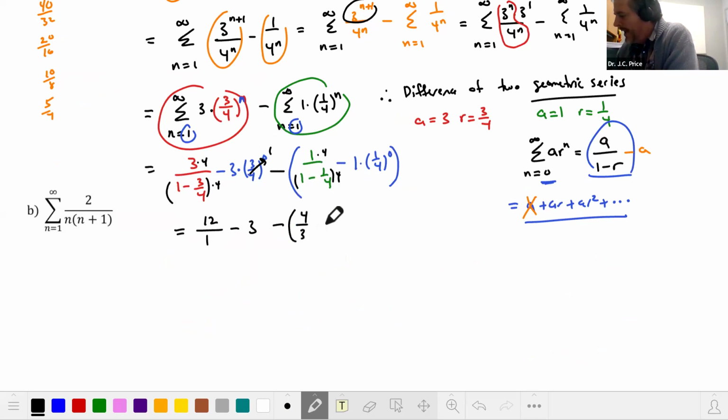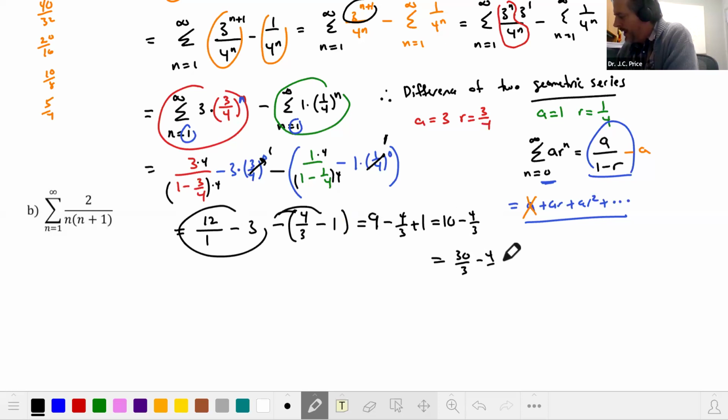Put this in parentheses. And then minus, this is the 0 power, is just a 1. And so 1 times 1 is 1. And so that'll be equal to 12 minus 3. So 12 minus 3 is 9. So 9 minus 4/3, and then plus a 1, because the minus is going to go through here. And so that's going to be equal to 10 minus 4/3, which is equal to what? Well, 10 is 30 over 3, minus 4 over 3, which equals, oh my goodness, what is that? 26? Yes, 26 over 3. And that's my answer. So there you go.